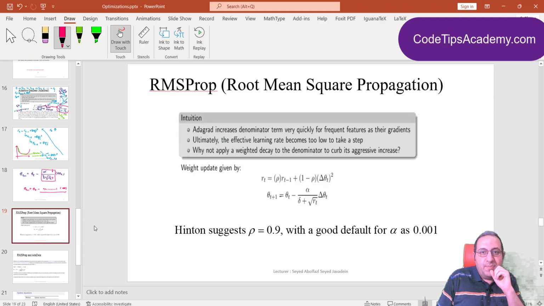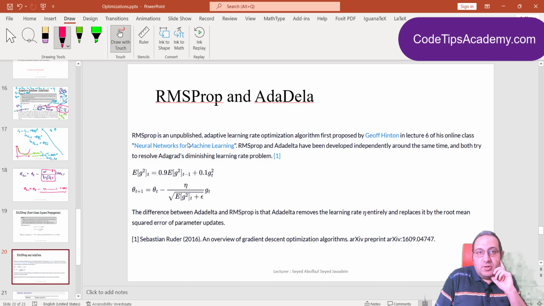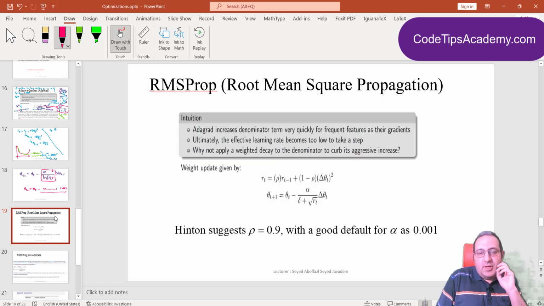And RMSProp is the idea that helps us to solve the problem. RMSProp stands for root mean square propagation, and it's a suggestion from Geoffrey Hinton. RMSProp is an unpublished adaptive learning rate optimization algorithm, first proposed by Geoffrey Hinton in a lecture slide of his online class. This is an idea of Geoffrey Hinton, but not published as a paper. It is something that he said in slides in his classes.